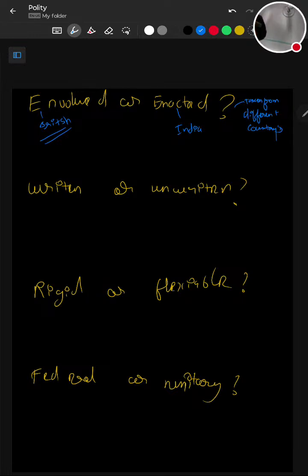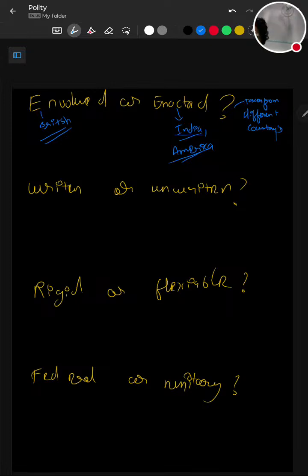Now, some more examples of an enacted constitution would be, first of all, India, and second, you could say America. You can give this example on your own too. Just remember that an enacted one would be one that has been under the rule of another nation, as the US was.